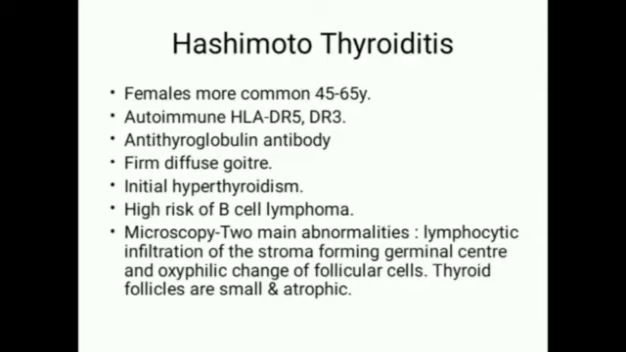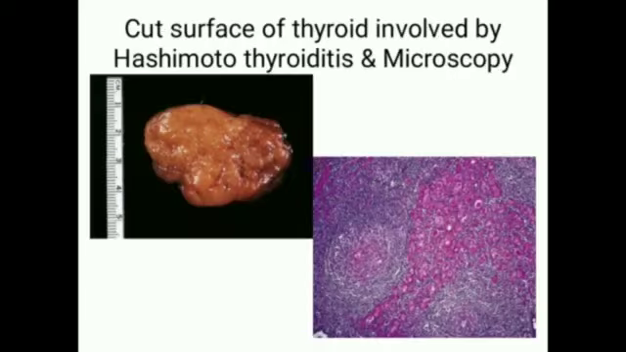Microscopically, you will see two main abnormalities. One is the lymphocytic infiltration of the stroma forming germinal centers, and oxyphilic change. Oxyphilic means a pinkish color change of the follicular cell. Normally it is like a bluish color. Oxyphilic becomes pinkish type. Okay. Thyroid follicles will be small and atrophic.